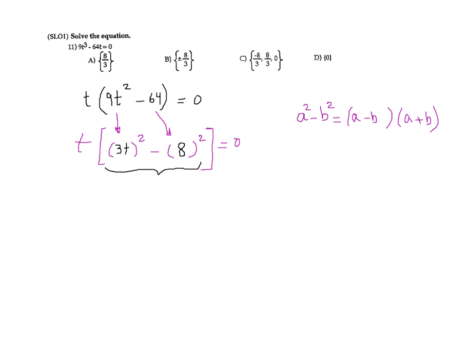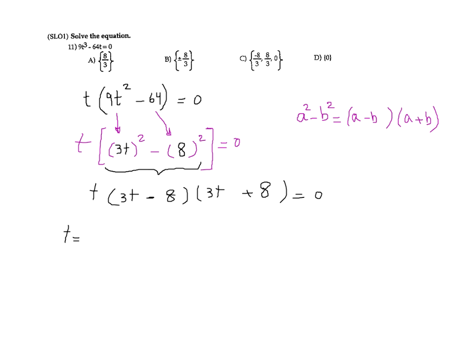So I can factor this as a minus b times a plus b. Except your a is not a, it is 3t here. Your a is 3t and your b is 8. And then, don't forget this t is still here, we already factored it out. This is how you factor that. Okay, so once you factor this completely like that, then you can let each of these be equal to 0 and then solve for t.